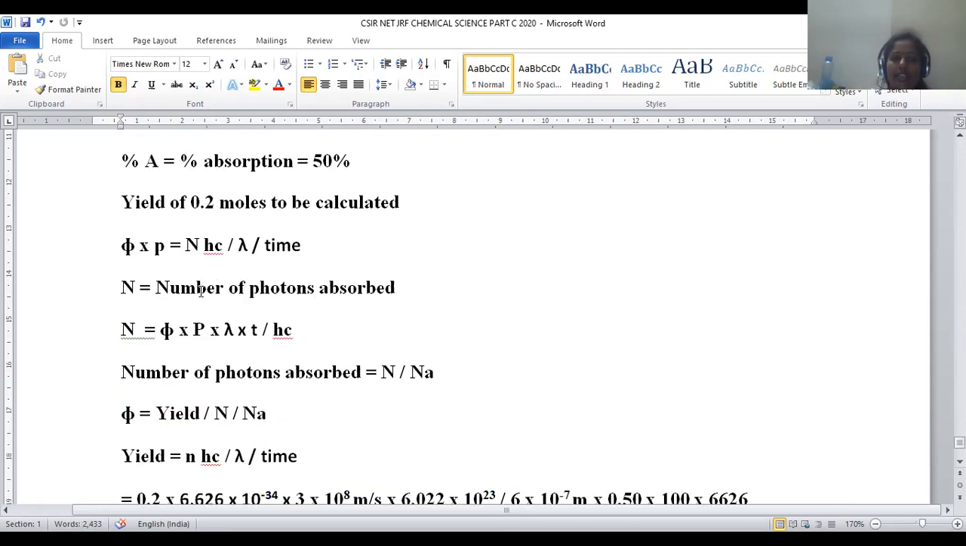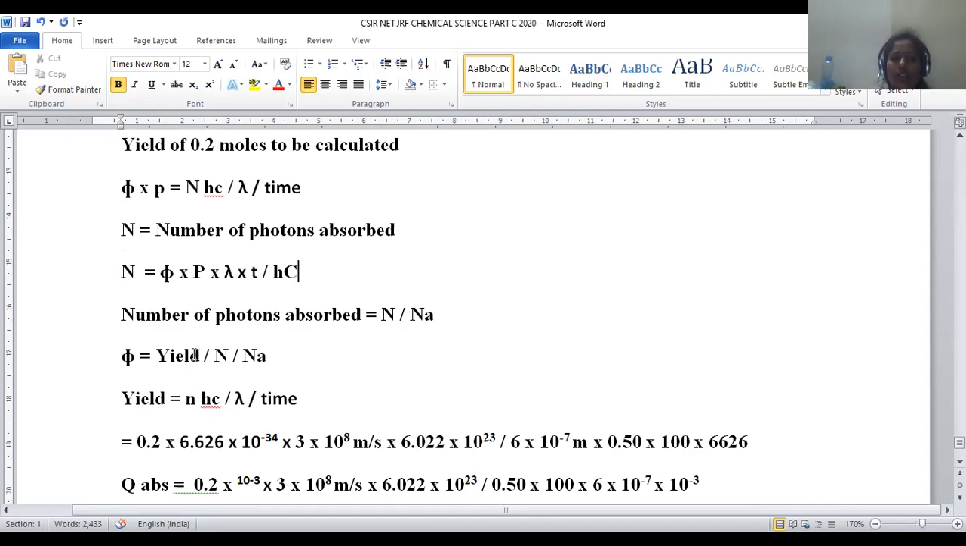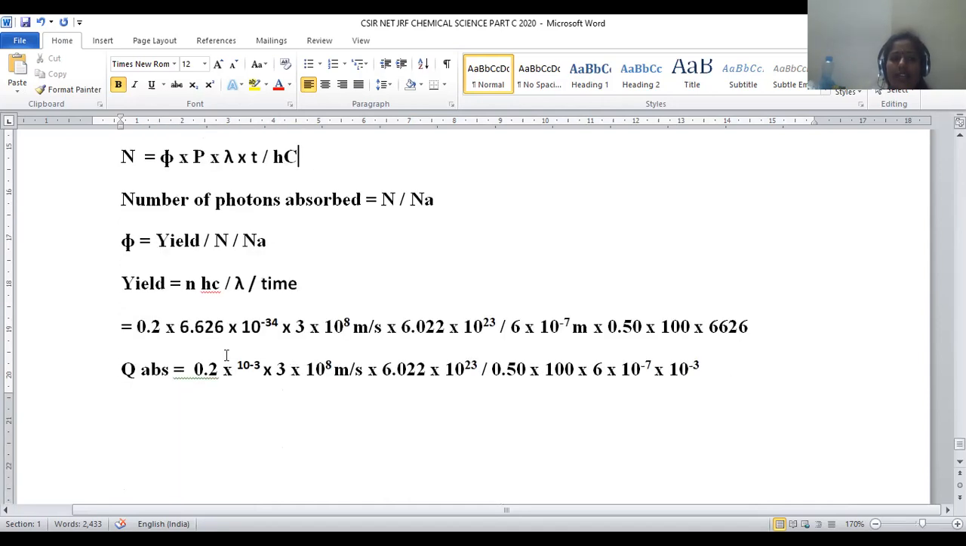Okay, N indicates the number of photons absorbed in the reaction. h is Planck's constant, c is the velocity of light, lambda is the wavelength of the light, and time is how much time it is irradiated, right? So N is equal to, we want to calculate N is equal to phi into P into lambda into T by h c. Here c is the velocity of light. Number of photons absorbed is equal to N by Na. So phi is equal to yield by N by Na.